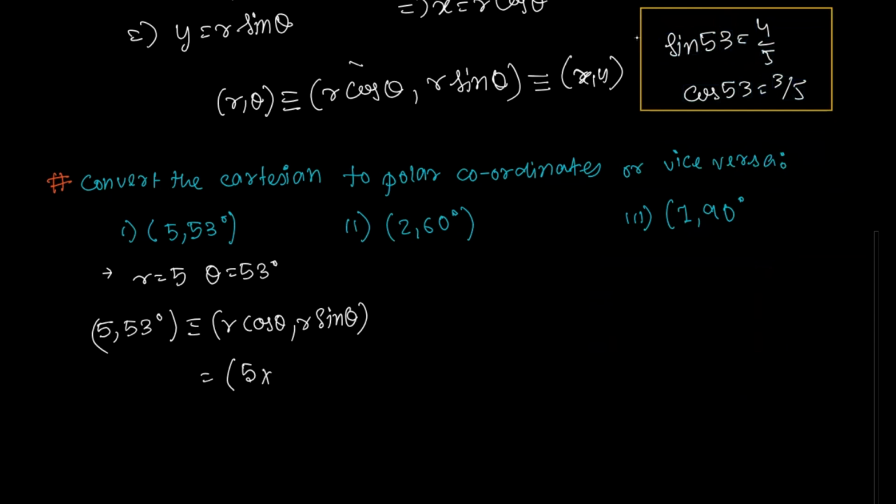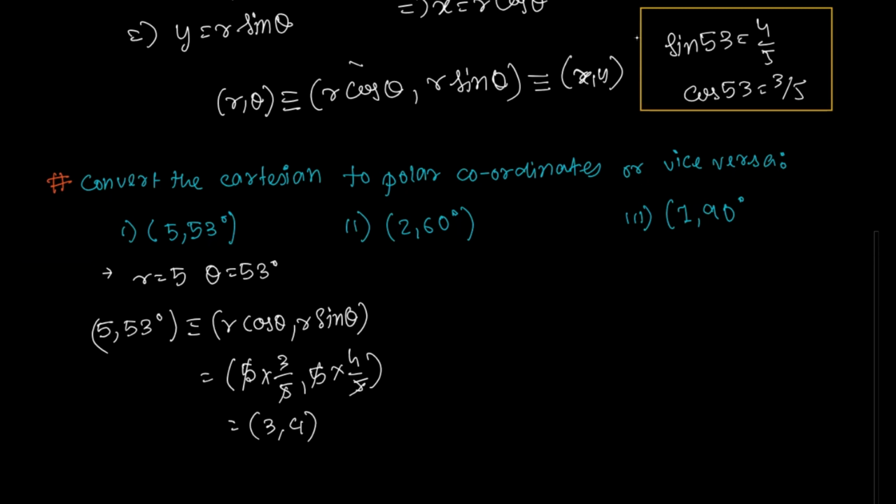5 comma, what is the value of cos 53? Cos 53 is 3 by 5. 5 into sin 53, 4 by 5. Then the 5 cancels, 5 cancels. It comes as 3 comma 4.